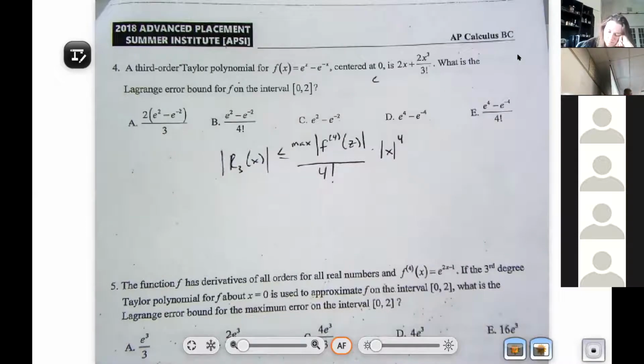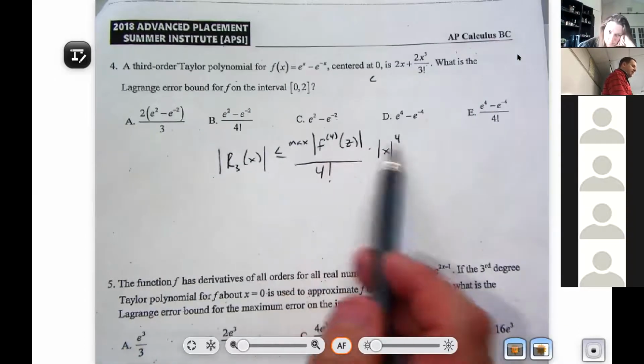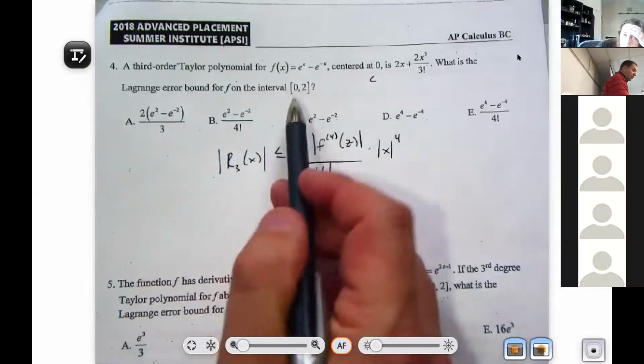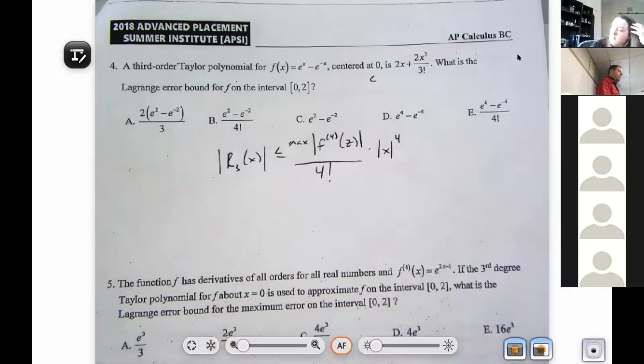So this is what we're after. We're after that value on the right side, okay? We are trying to make all this stuff on the right side as big as we possibly can. That's our goal. So notice on this one, they don't actually give us a target x value, but they give us an interval from 0 to 2. Well, if we're trying to make all this stuff as big as we possibly can, what x value are we going to be using? 2.